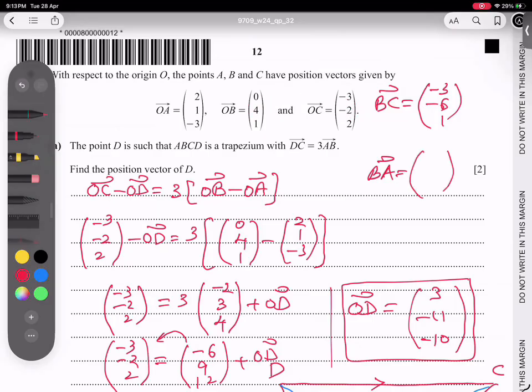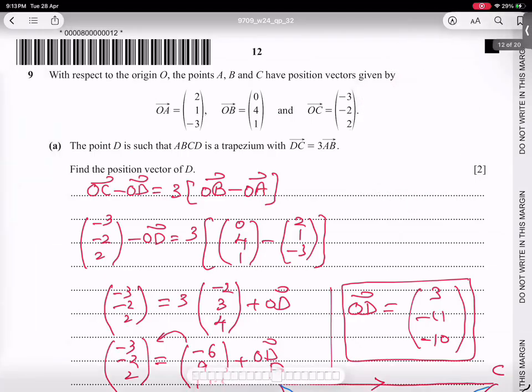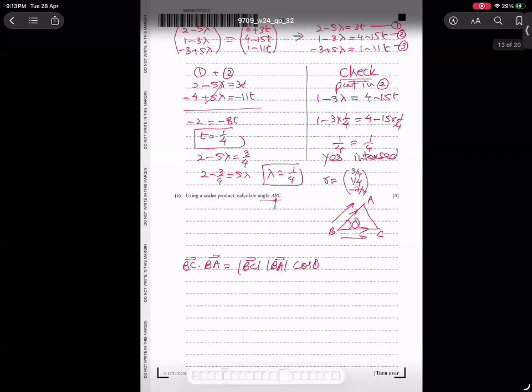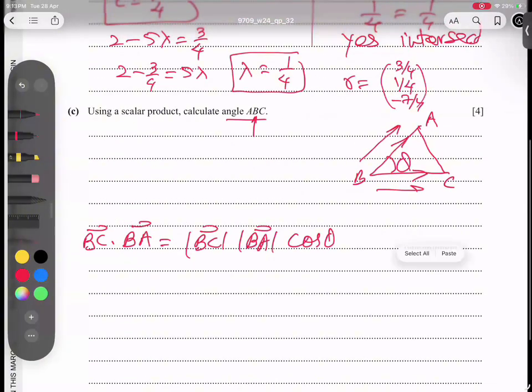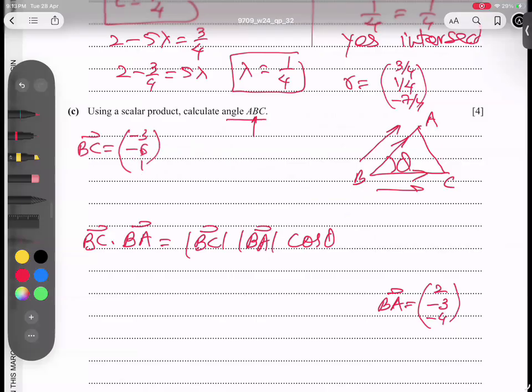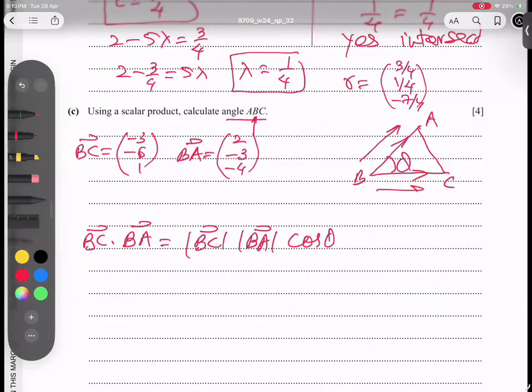Clear. What about BA? BA means this one. So OA minus OB. So this minus that. So 2 minus 0 is 2, and this is a negative 3, and this I got negative 4. Yeah, correct. And now I can take these values and shift them to another page. I think clear. Up till now, very clear. So I'm looking for this value. Alhamdulillah, not a hard job.